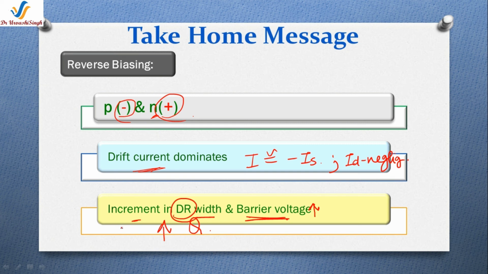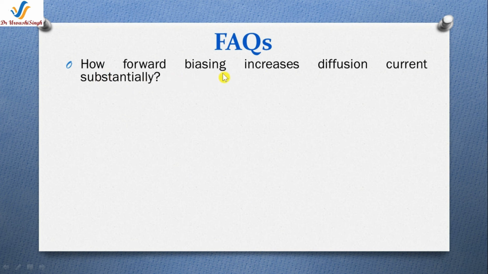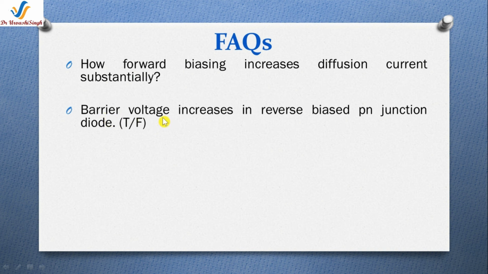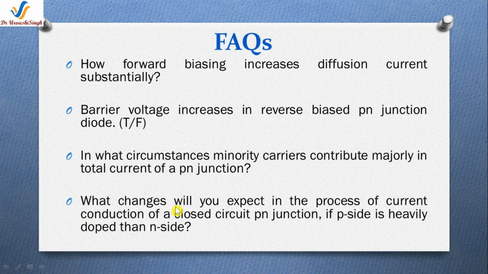Now let's see frequently asked questions from the topic. The first one is, in the PN junction diode, how does forward biasing increase the diffusion current substantially? The next one is, barrier voltage increases in a reverse biased PN junction diode. Is it true or false? The next one, in what circumstances do the minority carriers contribute majorly to the total current of a PN junction? And the last one is, what changes will you expect in the process of current conduction of a closed circuit PN junction if the P side is more heavily doped than the N side? So think about it and reply to me in the comment section.